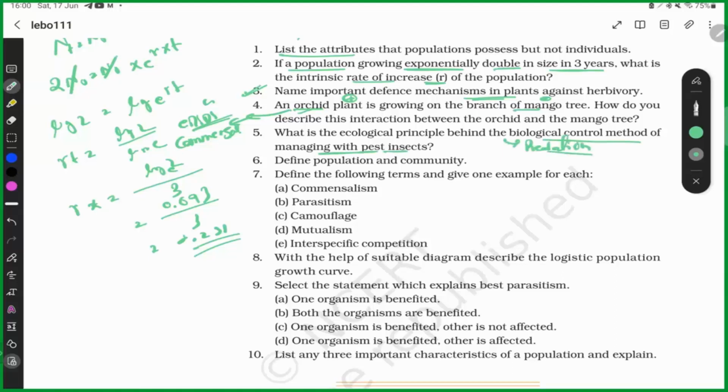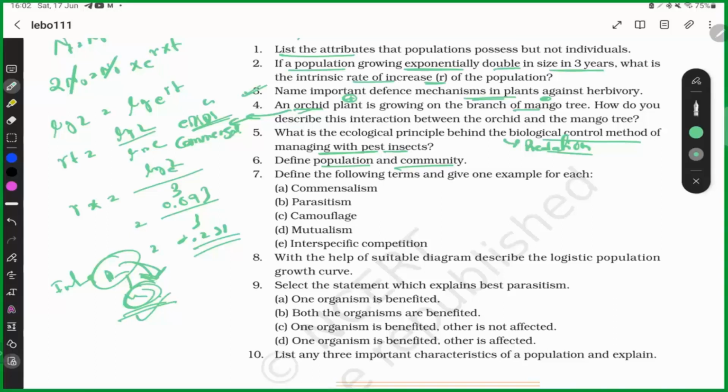Define population and community. Population means a group of individuals of the same species residing in a specific, well-defined geographical area, and they compete or share the same resources with each other. First individuals, then population, then community. Different populations will build a community. In a population, a group of individuals of the same species is there, but in a community, we have a group of individuals of different species. When different populations assemble together, they make a community. So a community can be defined as a group of individuals belonging to different species living in a certain geographical area.